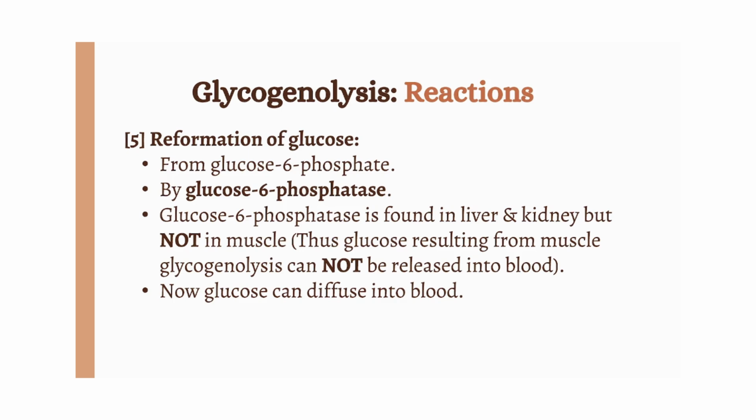and that is why the muscle cannot avail its glucose to other organs through the circulation. It is not merely selfish. It just doesn't have the action of the glucose 6-phosphatase.